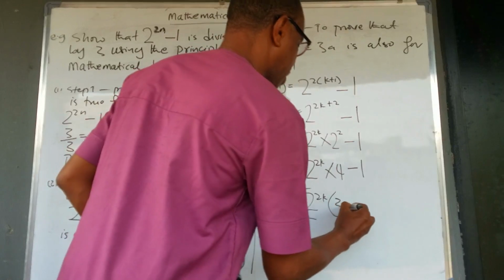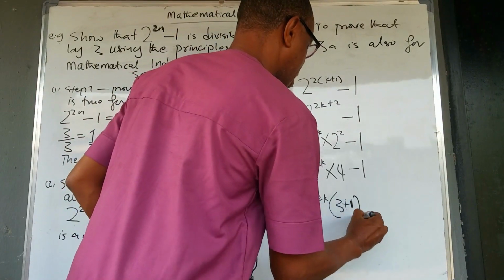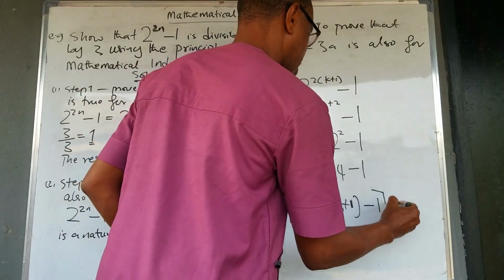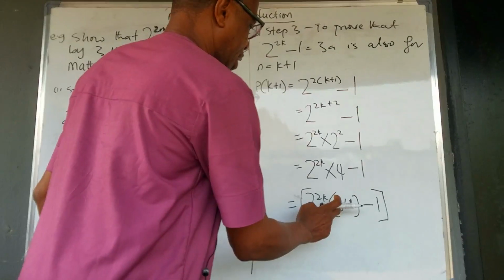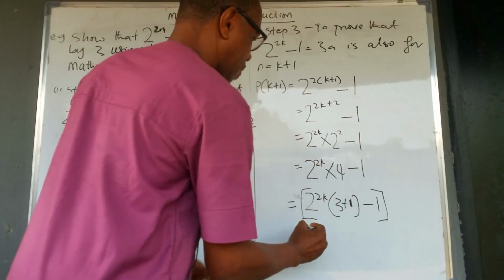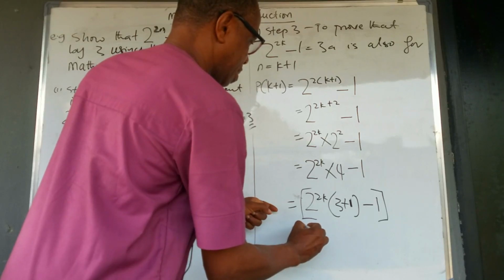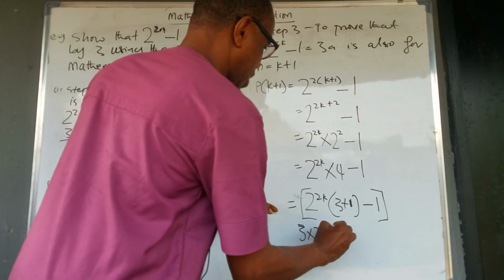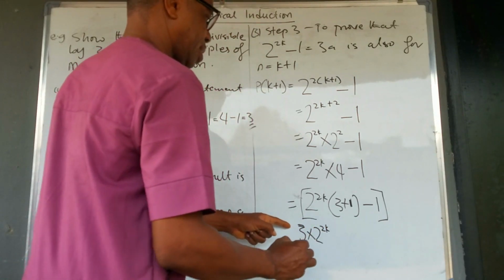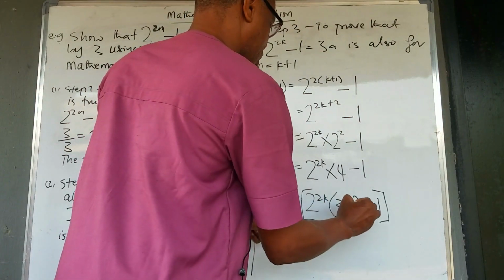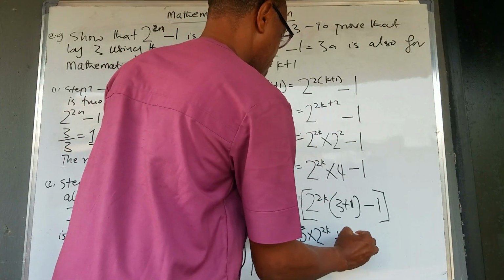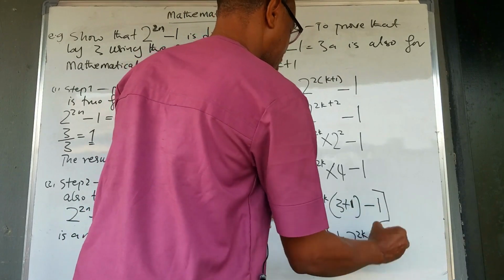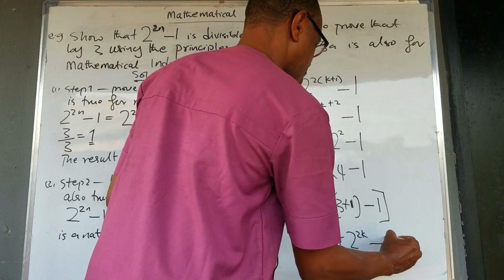So I will now have 3 plus 1. 3 plus 1 will give me 4, right? Minus 1. Now, 2 raised to the power 2k times 3 will definitely give us 3 times 2 raised to the power 2k. See that? Then 2 raised to the power 2k times plus 1 will give me plus 2 raised to the power 2k. So the bracket is open now. Then you now have minus 1.